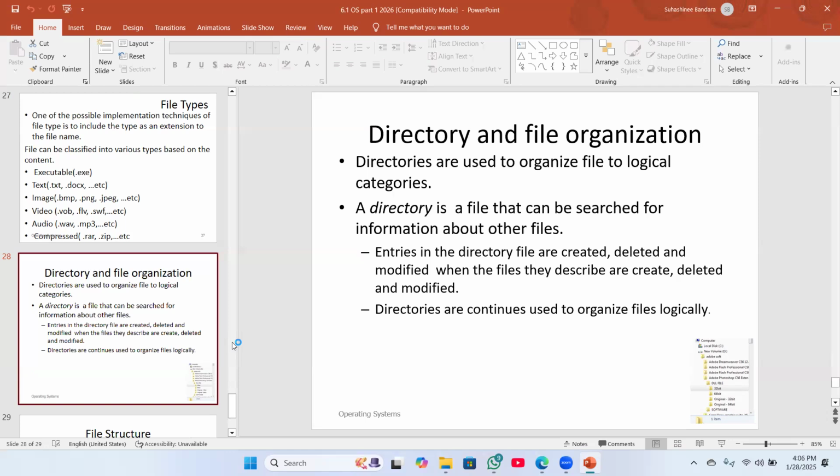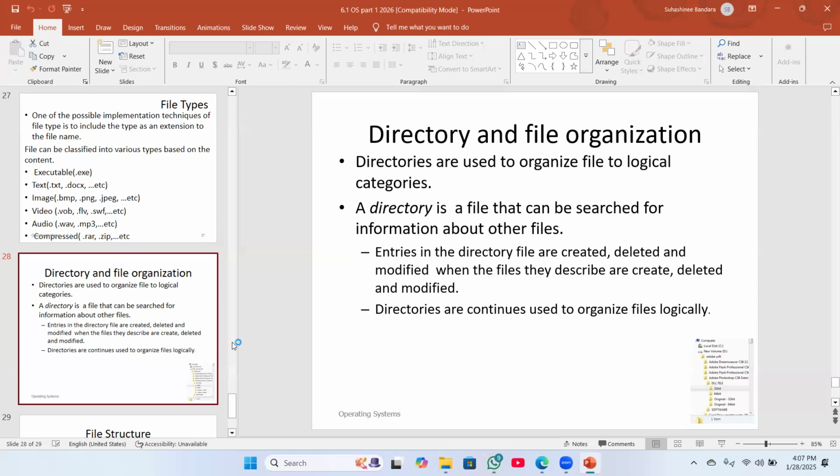So directories are used to organize files into logical categories. So it provides us a logical category. Then a directory is a file that can be searched for information about other files. So using that, we can search the information.